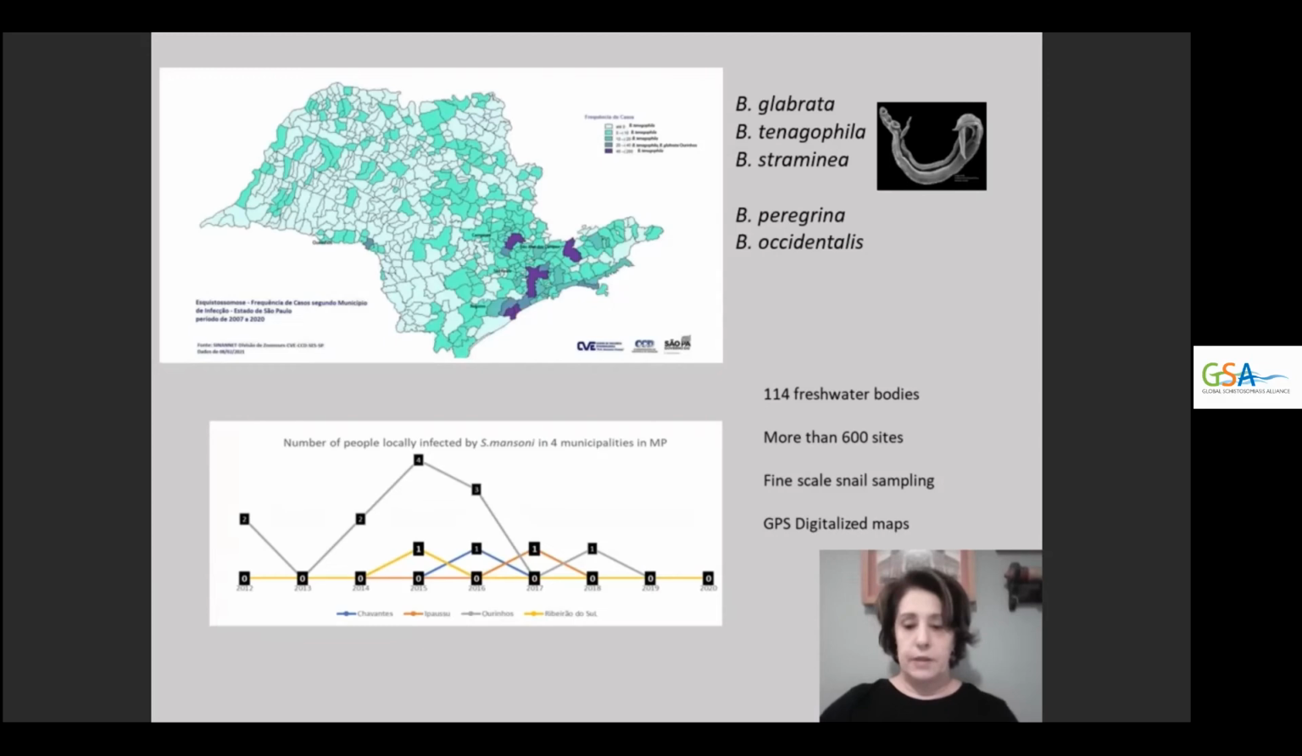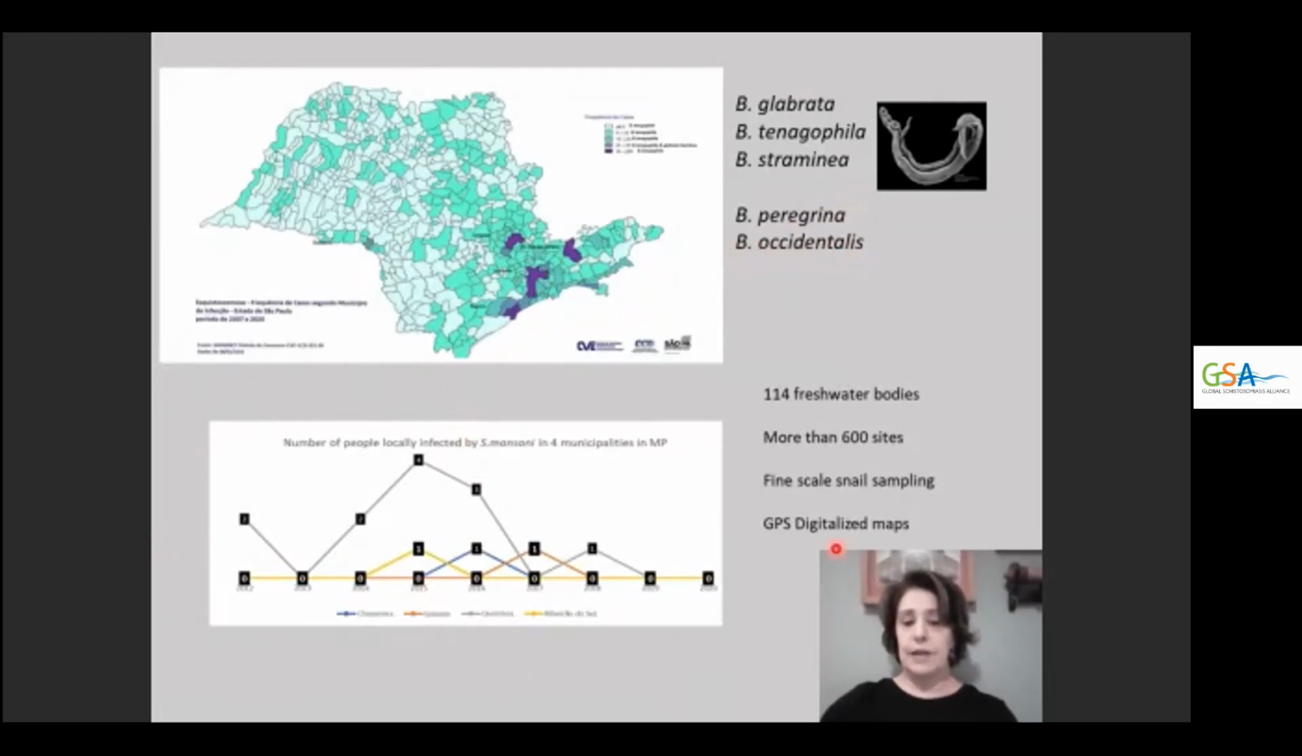What grabbed my attention to this region, the Middle Paranapanema River region, was the presence of the three main hosts for Schistosoma mansoni in the neotropical area, Biomphalaria glabrata, Biomphalaria tenagophila, and Biomphalaria straminea, and also Biomphalaria peregrina and Biomphalaria occidentalis.